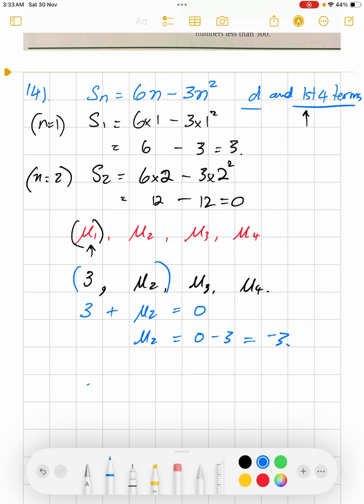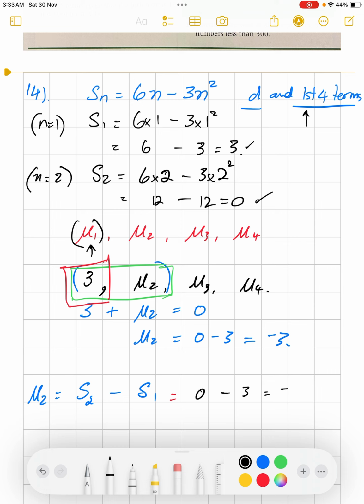It's like saying that the second term is equal to the sum of the first two terms minus the sum of the first term. So it's the sum of the first two terms minus the sum of the first term, and you've got the second term. So that's an alternative way. The sum of the second term was 0. The sum of the first term was 3. So we know the second term.